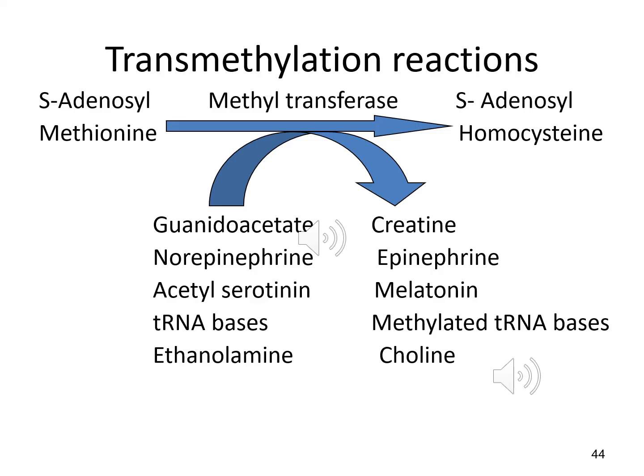The methyl group of active methionine, that is SAM, S-adenosyl methionine, is very reactive and can be enzymatically transferred in the synthesis of many compounds such as guanidoacetate getting methylated to form creatine, norepinephrine converted to epinephrine by methylation, acetylserotonin to melatonin, and methylated tRNA bases, ethanolamine getting converted into choline, so that S-adenosyl methionine after donating the methyl group gets converted into S-adenosyl homocysteine.